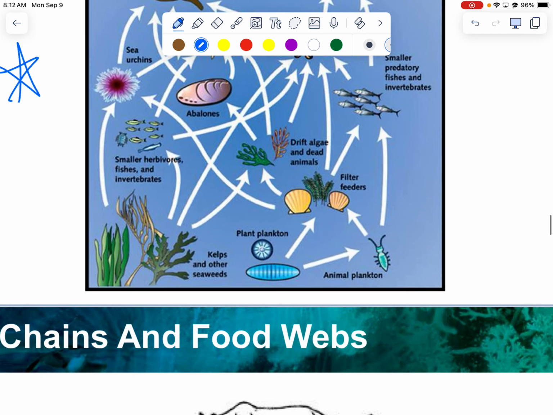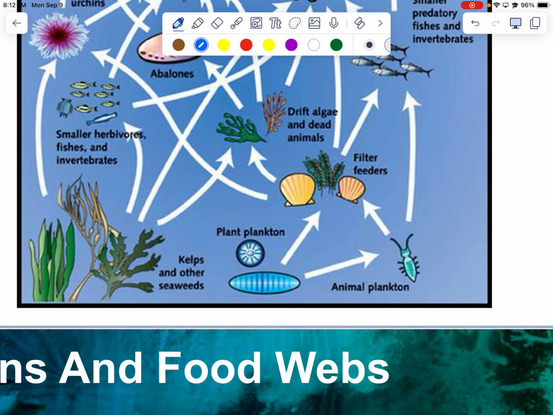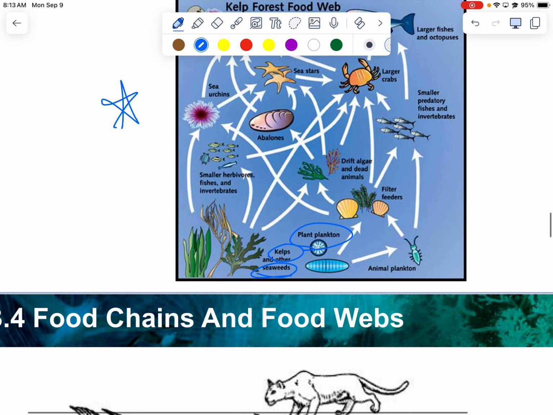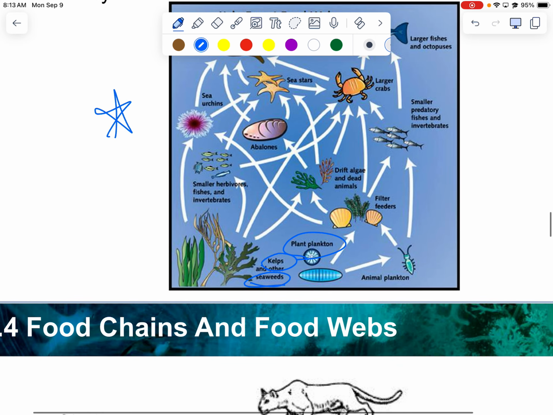Okay, so even this one, how many different types of producers do you see in this picture? Can someone name one producer in this image? Yes. The kelp. Anything else? The plankton? Yeah, plankton. We have kelps, seaweeds. Okay, so all of those are going to be at the producer level, okay? And then you go up from there.